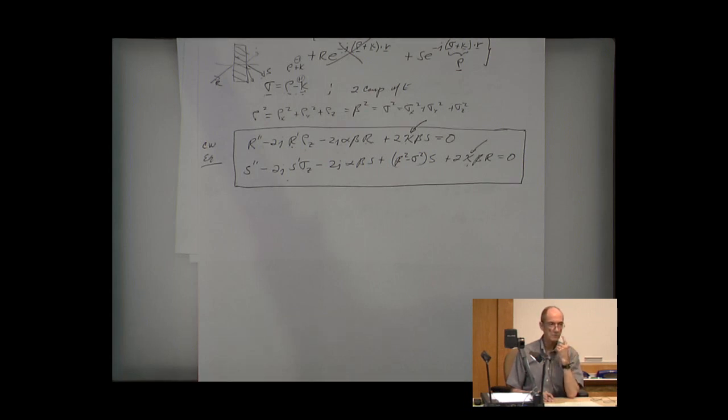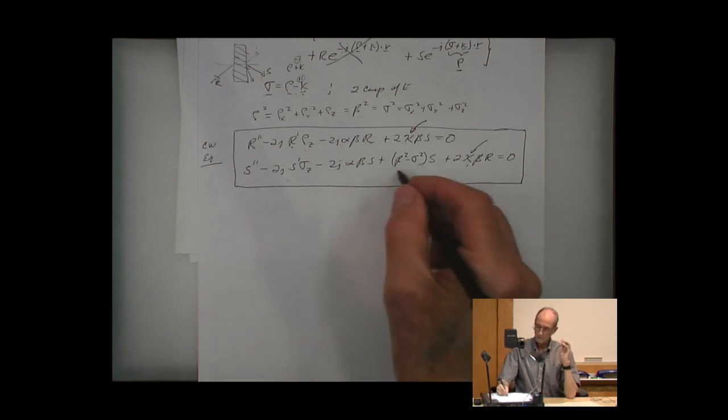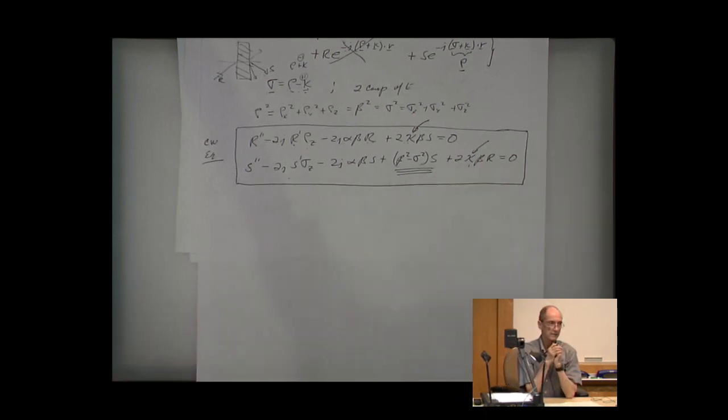Did you have a question? Second equation, you've got a term of beta squared minus sigma squared S. Oh, this one? Yeah. And just above, you've got beta equals sigma squared. So is that not 0? Yeah.